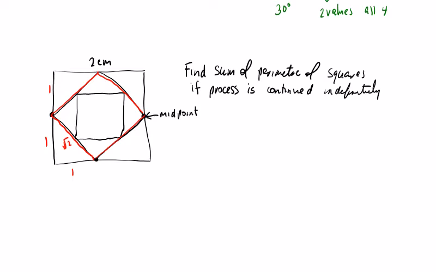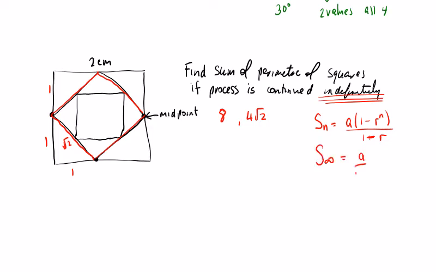So let's write that. So the perimeter of the first one is 8. The second one is 4 root 2. And there's a kind of tip in the question, indefinitely. Now that's not giving us a value for n. So we have S_n is equal to a times 1 minus r to the power of n over 1 minus r. But that's when we have a value for n. This indefinite is the infinite series. So the sum to infinity is just a over 1 minus r. So we need a, which we have, and we need the ratio.